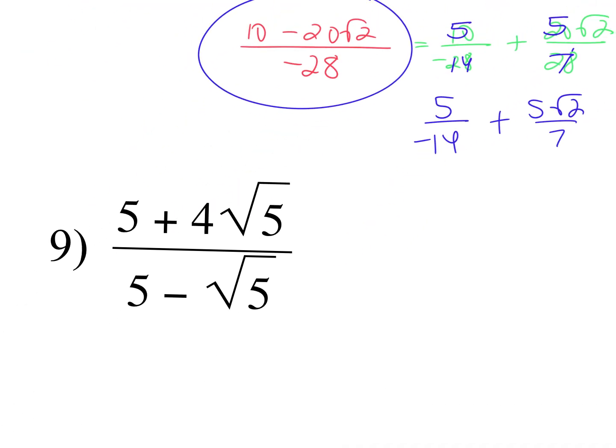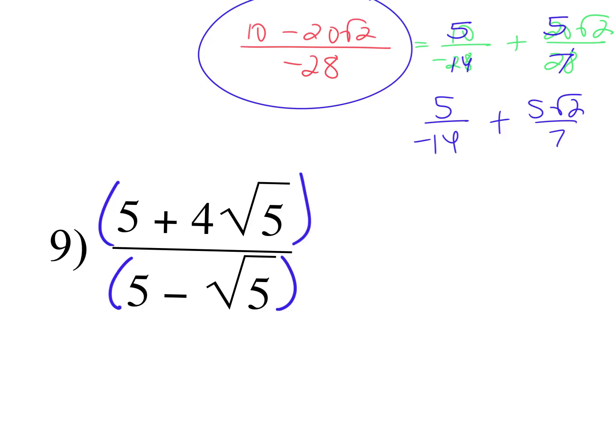So let's do 9 and then I'll let you guys work. What's wrong with 9? What's the problem with 9? There's a radical in the denominator. Is the radical all by itself? No, it's attached with a plus or a minus sign. So we've got to put our parentheses around it.